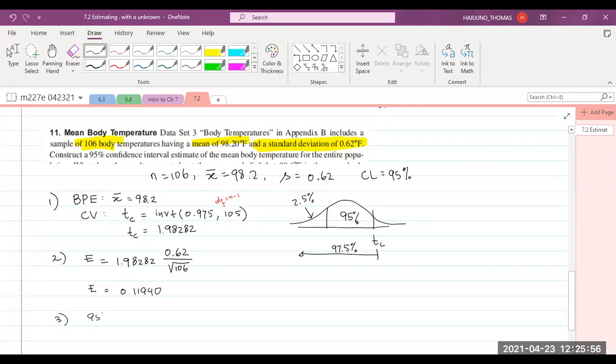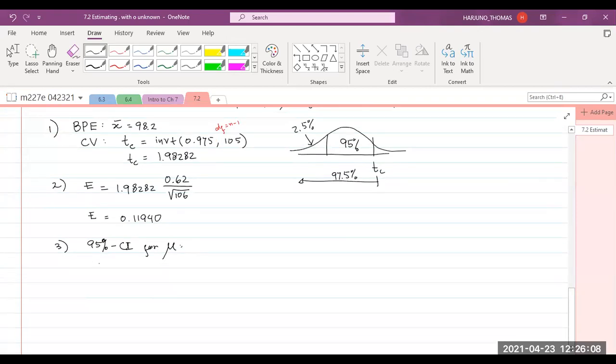Therefore, my 95% confidence interval for mu will be the best point estimate, 98.2 minus 0.11940, less than mu, less than 98.2 plus 0.11940. So this will be 98.08060 to 98.31940.